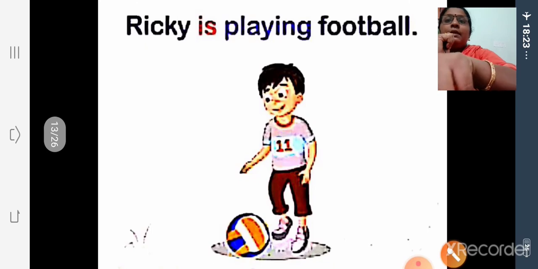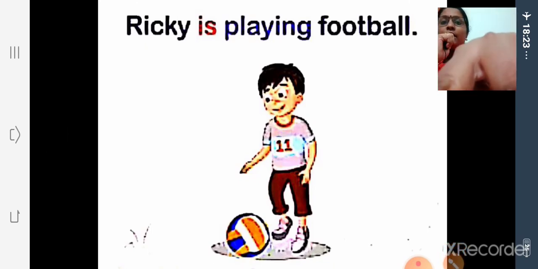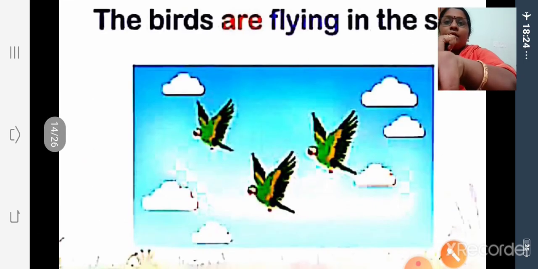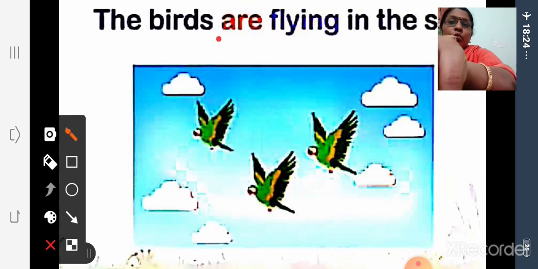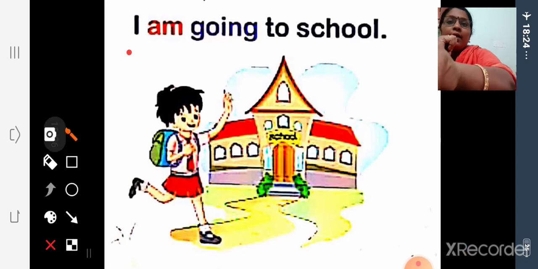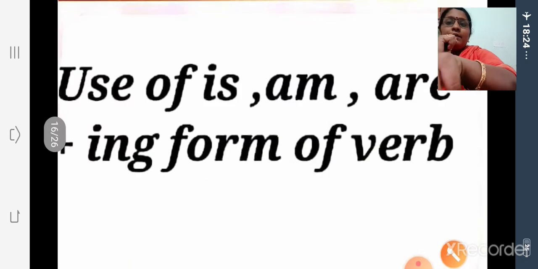Now look at here. Ricky is playing football. Is playing. Ricky is singular, so we take is, then play plus ing, playing. Ricky is playing football. Then the birds are flying in the sky. The birds is plural, so are, then fly plus ing, flying. Then I am going to school. Along with I we use am. It's a present action. So these are all present actions.